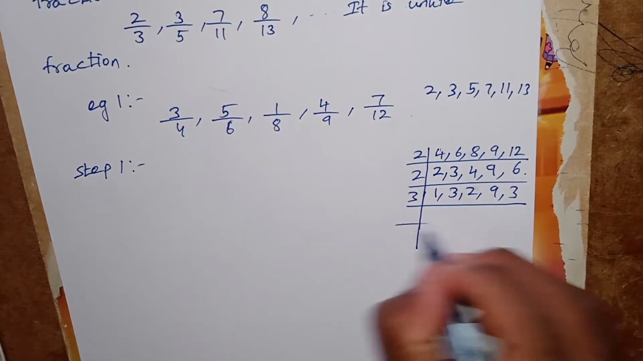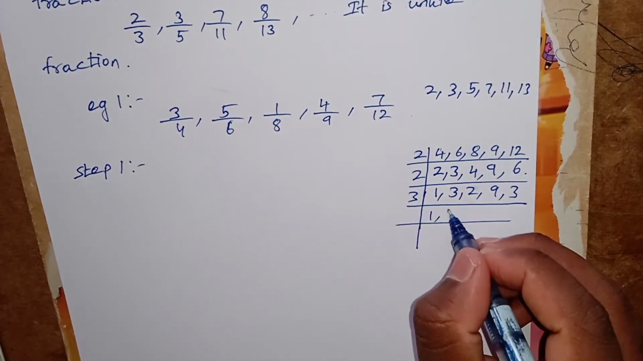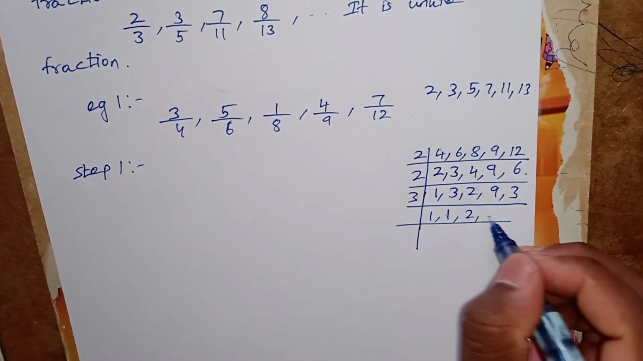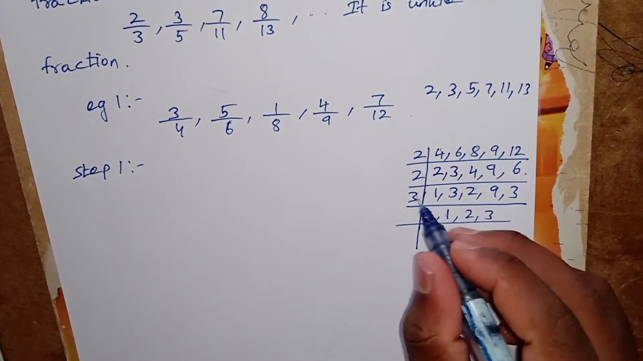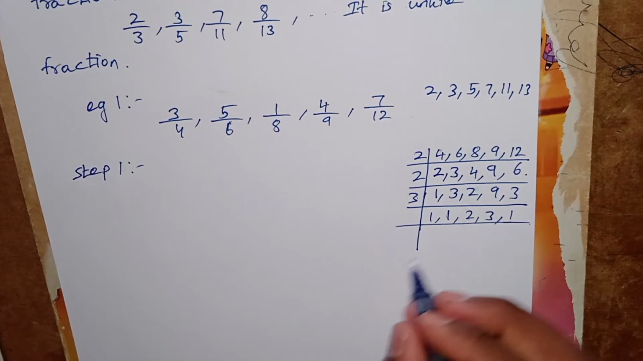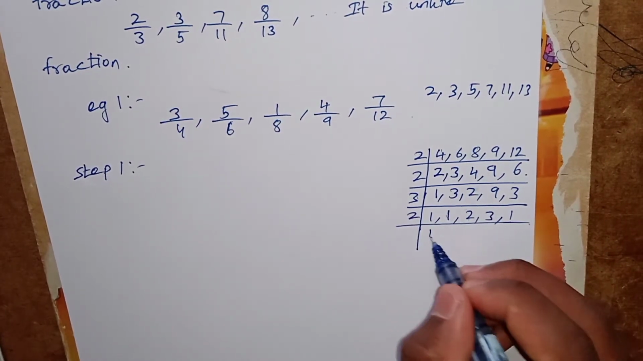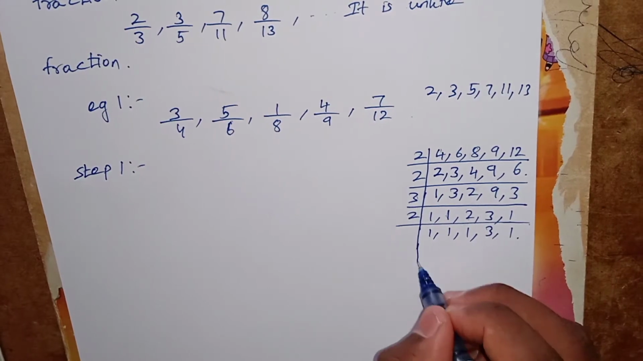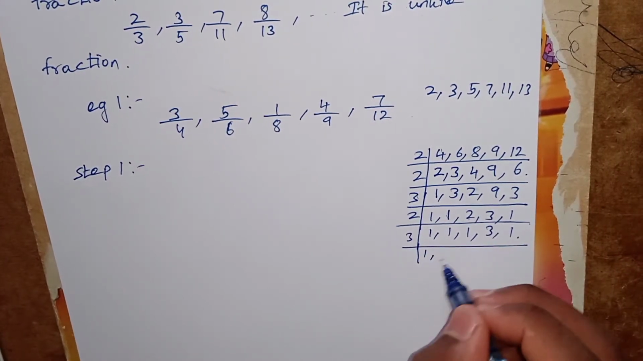Therefore 3 1s are 3. Again here it is an even number, 3 3s are 9. Next 3 1s are 3. Again 2. Okay, again 3.